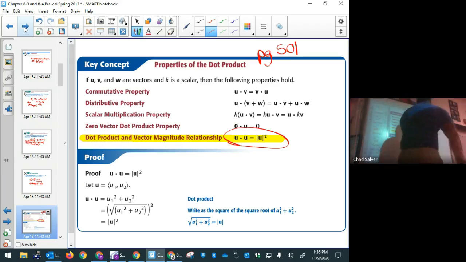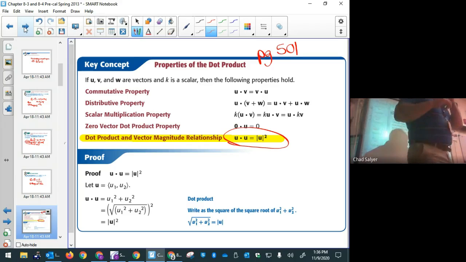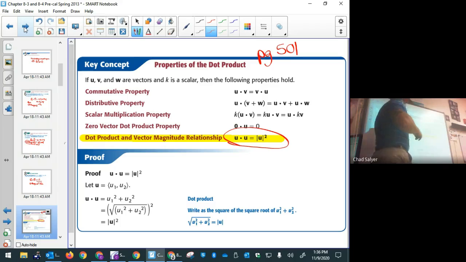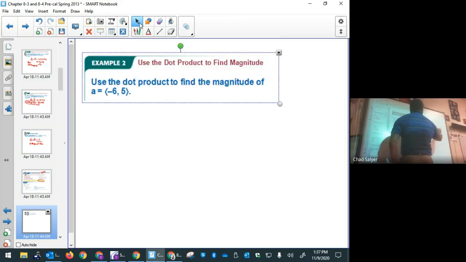Magnitude squared. Vector dotted with itself is equal to its magnitude squared. This is just a handy little shortcut for finding that value. So we'll use that. So the others are kind of self-explanatory. They're behaviors of the dot product. It is commutative, distributive. You can scale it, and then the zero vector dot product, if you multiply it by 0, you get 0. So let's use the dot product to find this magnitude.